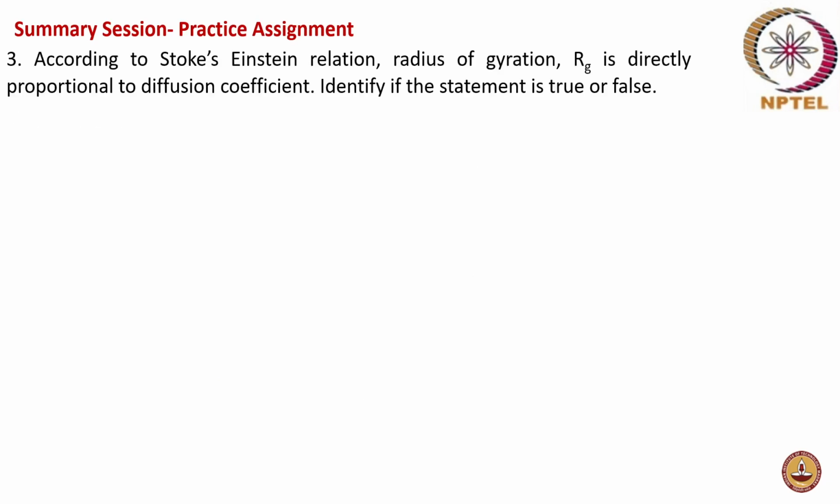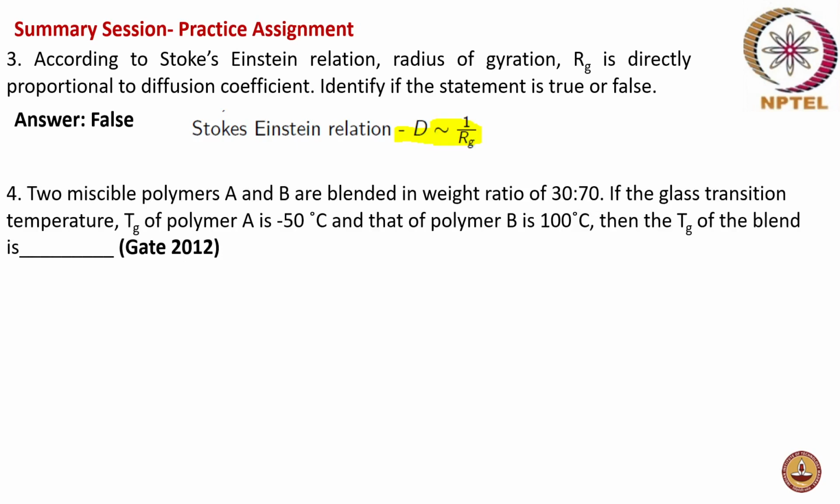According to the Stokes-Einstein relation, radius of gyration Rg is directly proportional to diffusion coefficient. Identify if the statement is true or false. It is actually false. The Stokes-Einstein relation gives that your diffusion coefficient is inversely proportional to your radius of gyration.